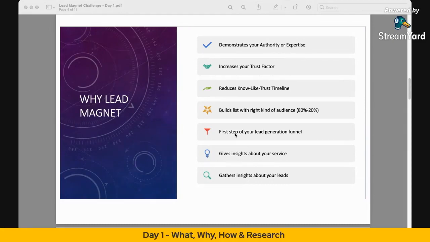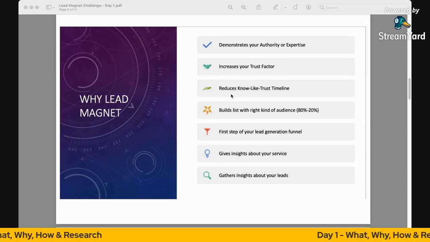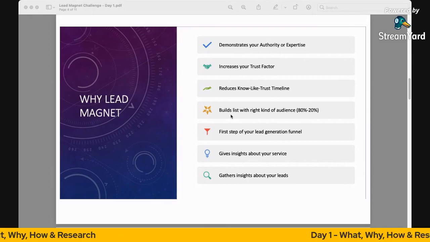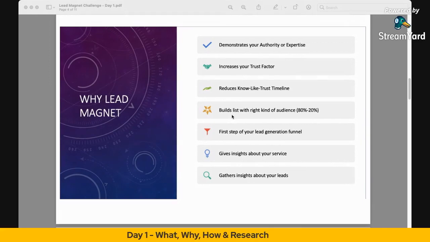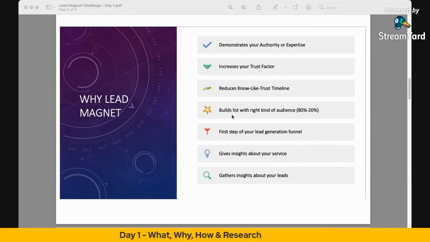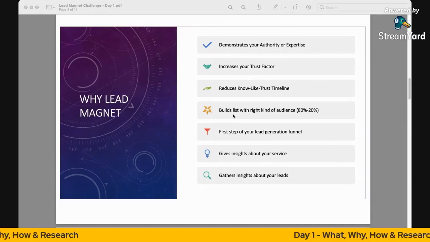These are the things which we'll talk about tomorrow on lead magnet ideas. And it reduces the know, like, and trust timeline, which I talked about just now, and it helps you build the list. For an e-commerce store, for that matter any store, if you've got a website, it is easier to build a list through your website, because you need a pop-up, you need to build a funnel, and then it is easier to store it somewhere GDPR compliant, and it gives you that value as well.